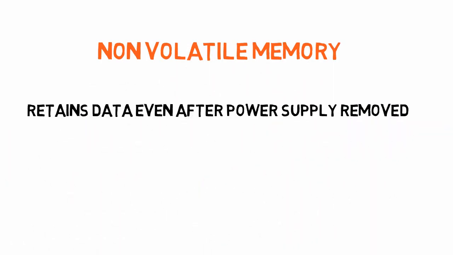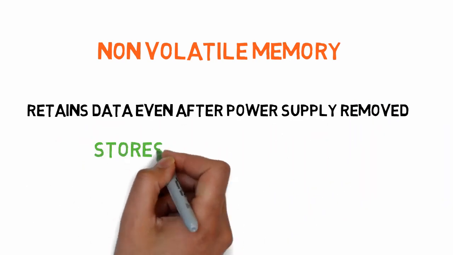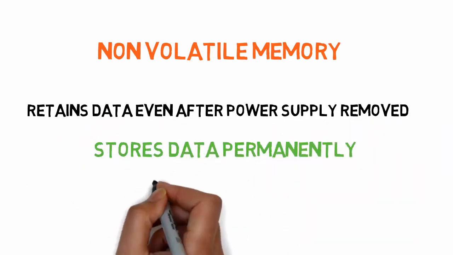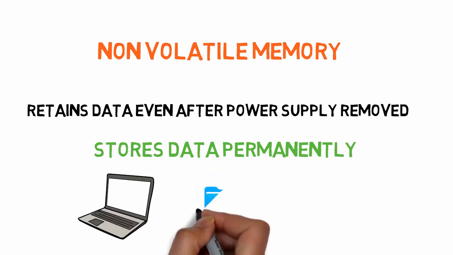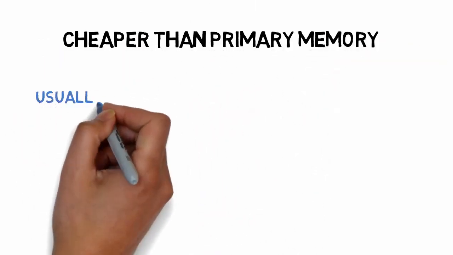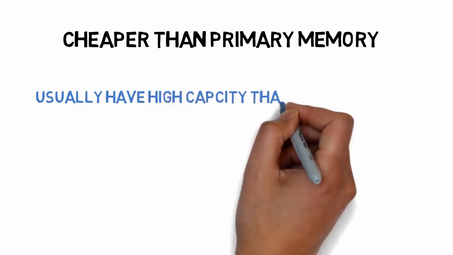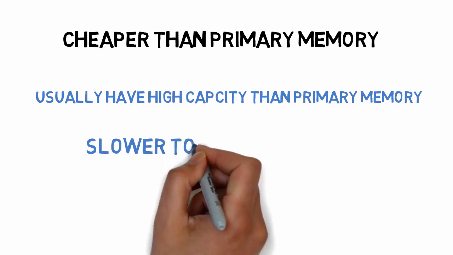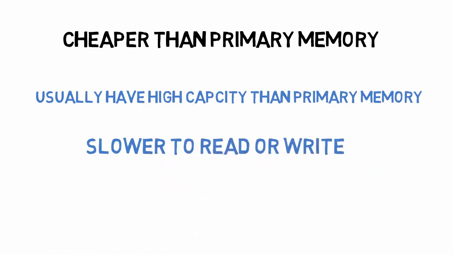Secondary storage devices are important because they store your data permanently until it is overwritten or deleted. In a computer, all of the user's files and data are stored in this memory. Also, secondary storage devices are much cheaper than primary memory, so they usually have more storage capacity. But they are significantly slower to read or write than primary memory because they are not connected to the CPU directly.